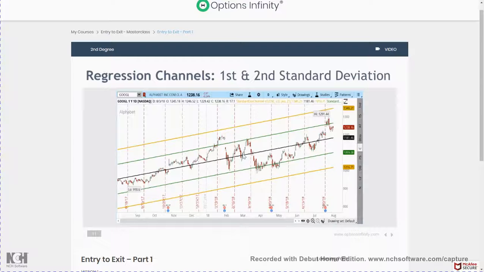A lot of people look at this and say, well, is this contrarian trading? It really is not. What it is, it's taking advantage of the price action that you see and putting it within some boundaries so you can see when things are overbought and oversold.